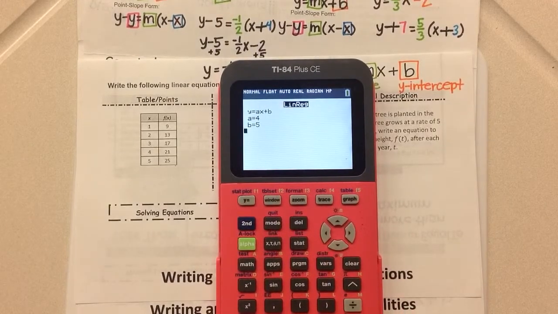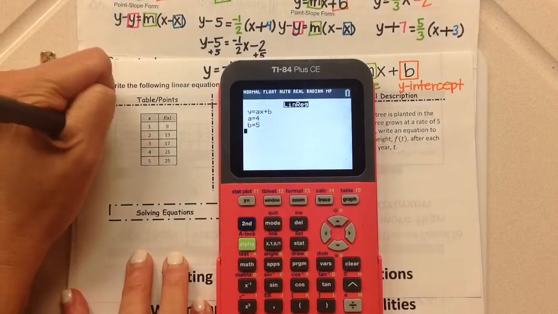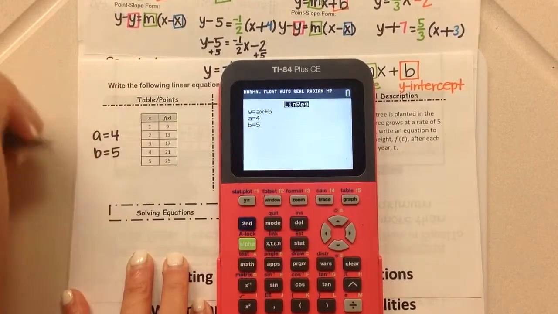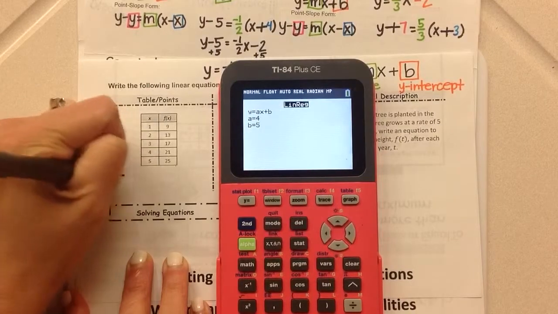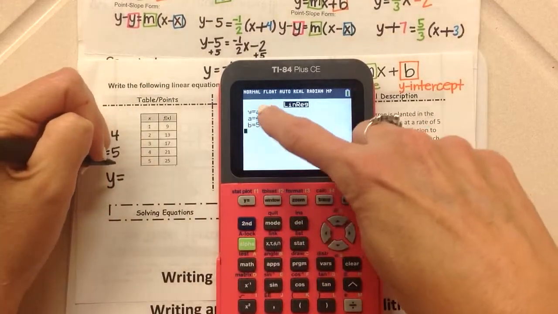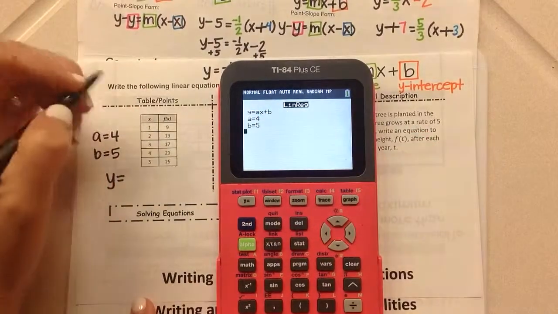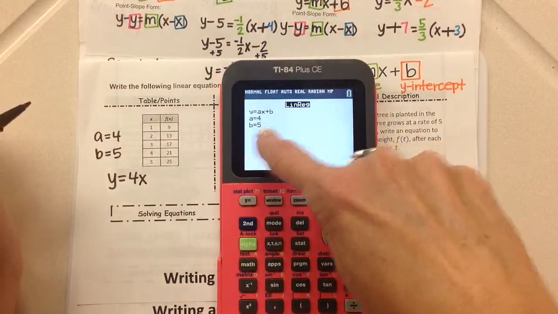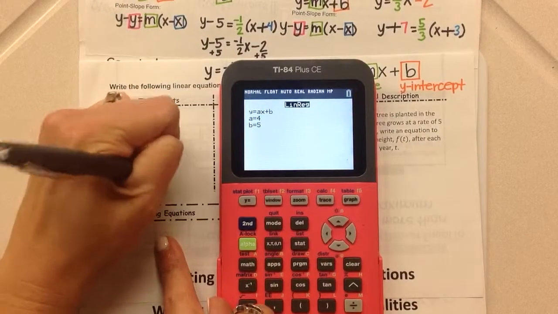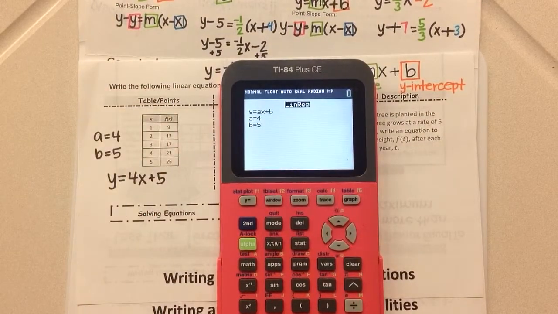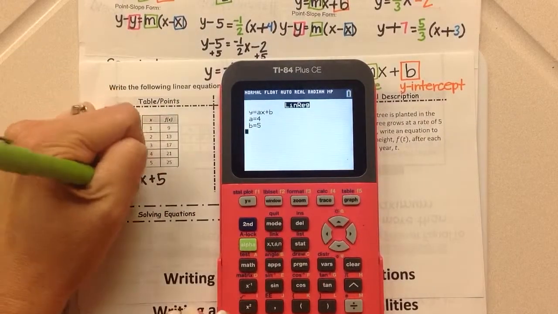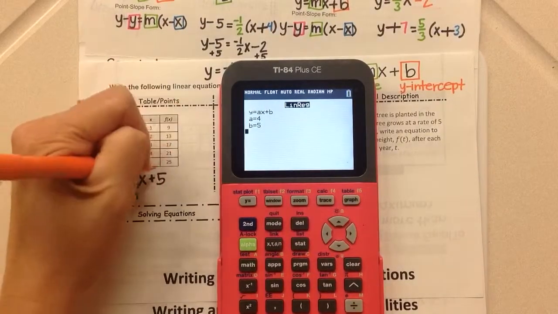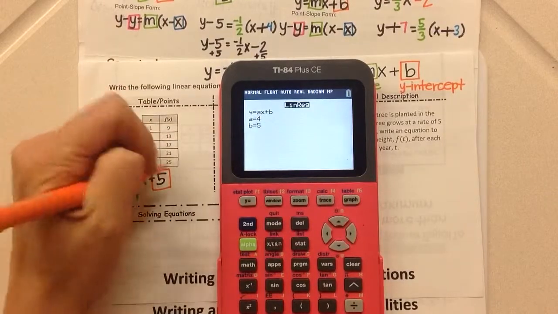And it gives me my A value is 4, B is 5, and my equation is going to be y equals, and if I say follow the format in my calculator, A is 4, so I'm going to say 4x, and then B. And since B is positive, it is going to be plus 5. So my slope is 4. That's my slope value. It's A in your calculator. And then my y-intercept, my starting value, is 5.